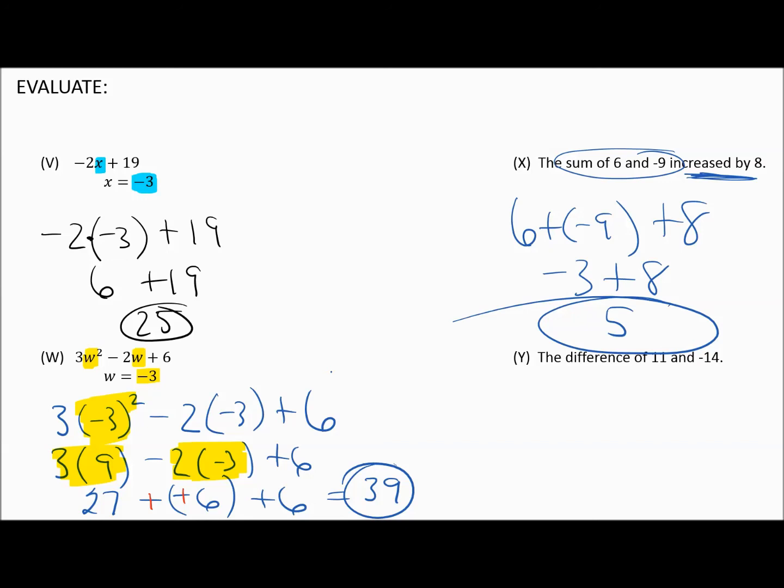Okay? The difference of 11 and -14. Difference means subtract. And when it says the difference of, you keep the same order. So I put 11 first, minus a -14. What's up with the parentheses? I have to keep my subtraction sign and my negative sign separated. This is a keep, change. I keep 11, I change subtraction to addition, I change the sign of the -14 to a positive 14. Now I'm simply adding a positive 11 plus a positive 14, and I get a positive 25. And that's my final answer.